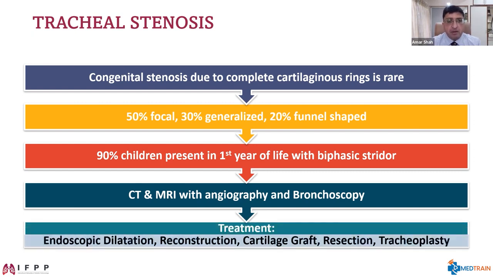Treatment may include endoscopic dilatation. However, repeated dilatations may be required in children who become symptomatic again. Reconstruction of the tracheal stenosis with or without a cartilage graft, resection of the isolated segment and end-to-end anastomosis, or a tracheoplasty can be offered for children who are symptomatic.